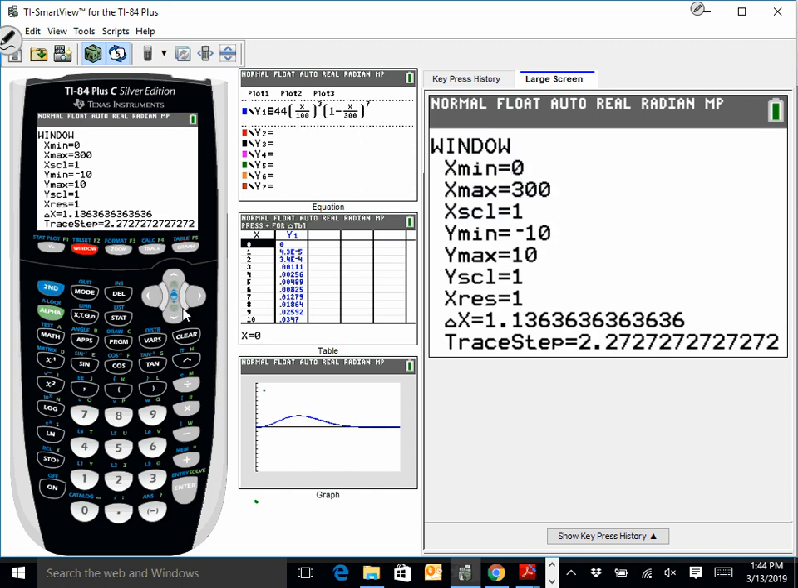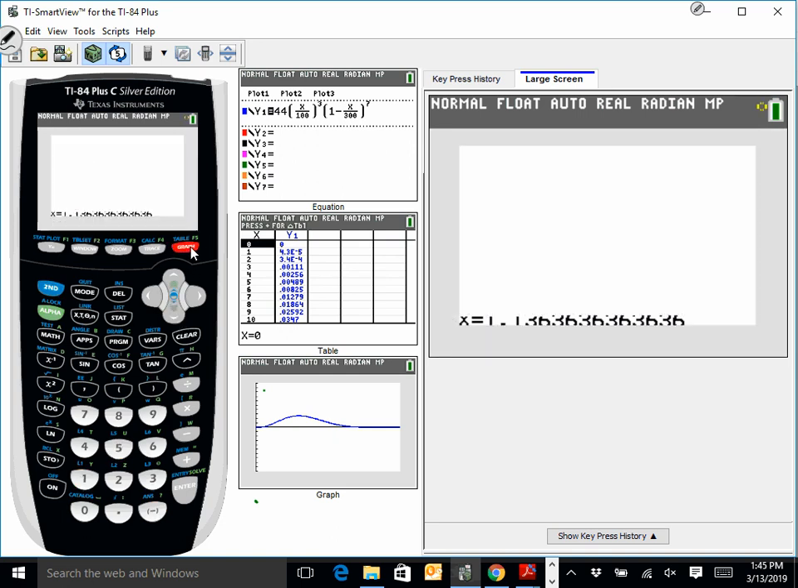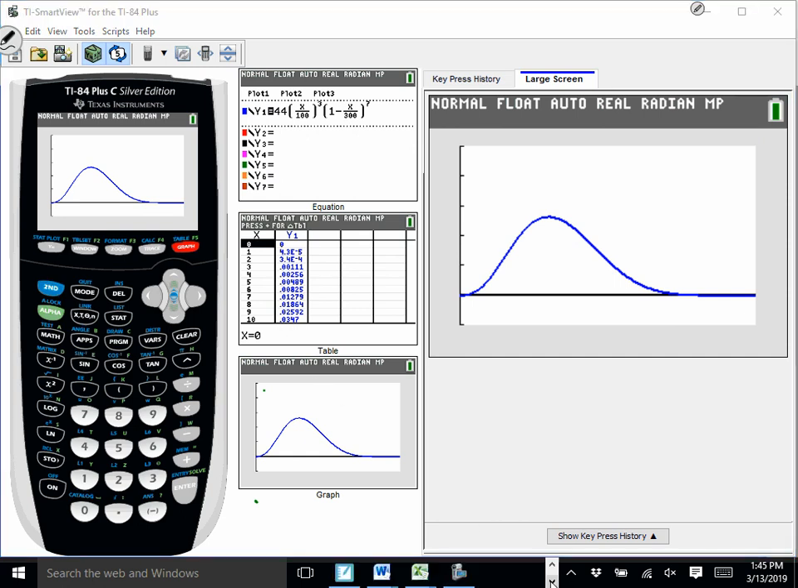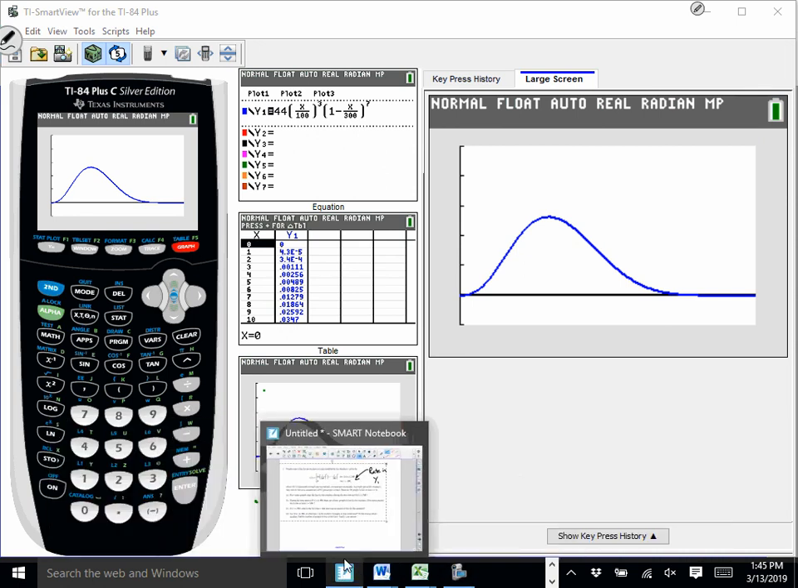My y min I'm going to call -1. My y max I'm going to call 5, just so I can get a good picture of what's going on here. Okay, so there I have it. That's my rate in. It's stored in my calculator as y1. Now if I ever need that function again, I can either use the graph or use alpha trace y1. So that's my rate in.